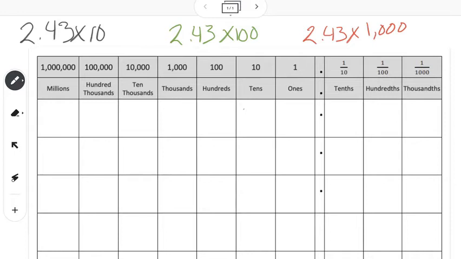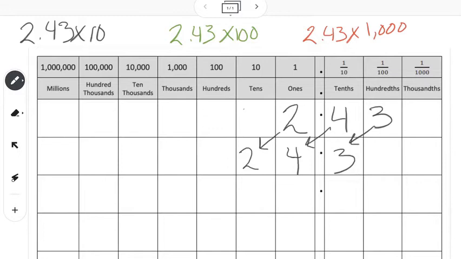All right, let's try another one. This time our number is 2 and 43 hundredths. So we're going to go ahead and put that into our place value chart. 2 is in the ones, 4 is in the tenths, and 3 is in the hundredths. And we're going to multiply this by 10. So again, moving one place to the left, 2 times 10 is 20, so we now have 2 there. 4 tenths times 10 becomes 4 ones, and 3 hundredths times 10 becomes 3 tenths. So our new number is 24.3, or 24 and 3 tenths.